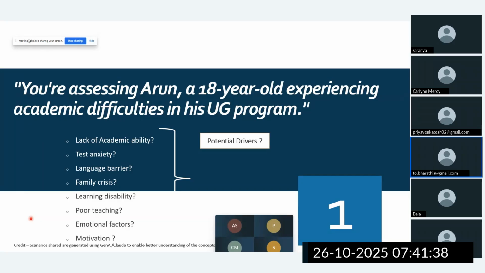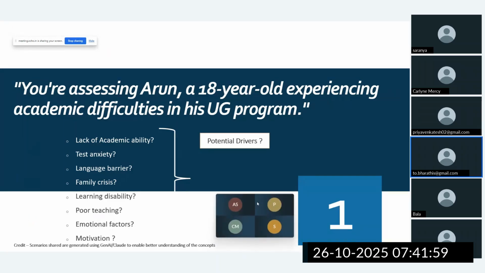How do we really assess? Can anyone share? These are the potential drivers. How can we validate? Okay, so I take silence as a response.